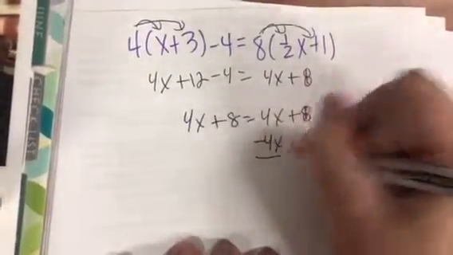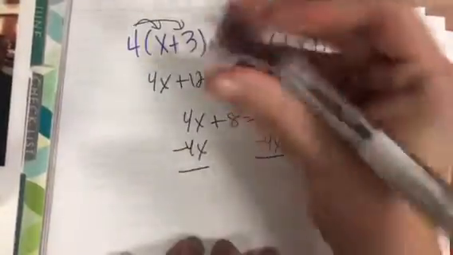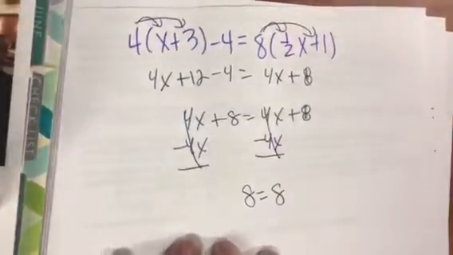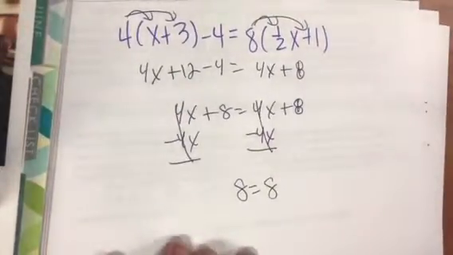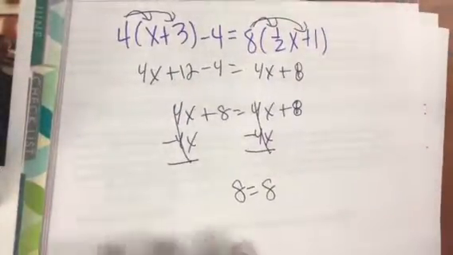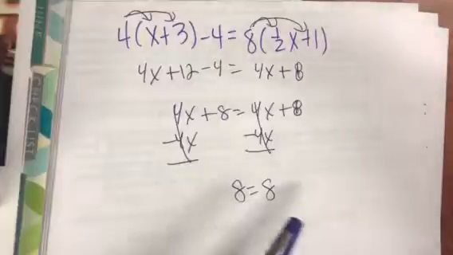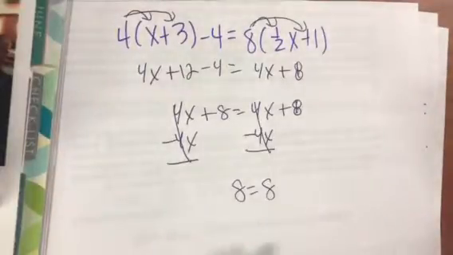I've got 4x minus 4x. Wait, my x's have all disappeared, and 8 equals 8. Wait, what? Okay. But 8 does equal 8. So that's true. Oh my gosh, I bet you it's the same thing as 1 equals 1 or 2 equals 2. 5.5 equals 5.5?